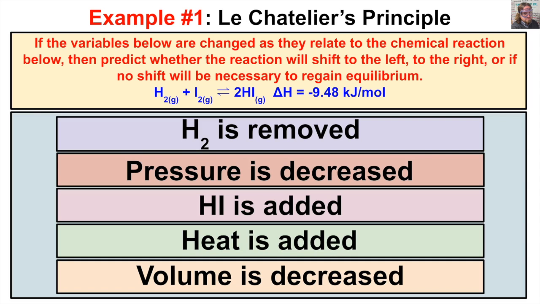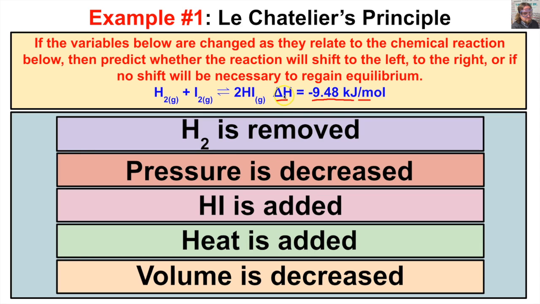In this example right here, it says if the variables below are changed as they relate to the chemical reaction below, then predict whether the reaction will shift to the left, to the right, or if no shift will be necessary to regain equilibrium. So we have a chemical reaction right here that is in equilibrium. We have hydrogen gas reacting with iodine gas to produce HI gas. Furthermore, we can see here that the enthalpy of our reaction is negative 9.48 kilojoules per mole. So what this means is that this chemical reaction here is exothermic. That heat is one of the products.